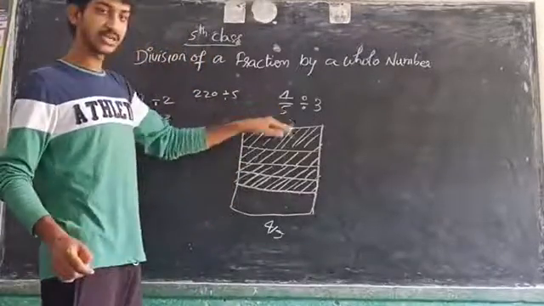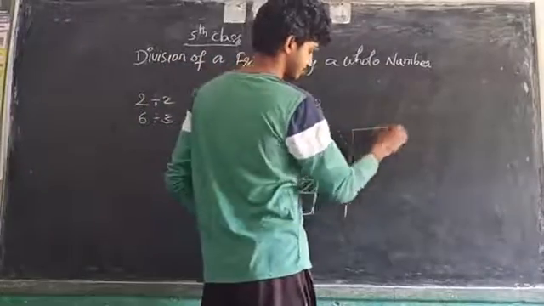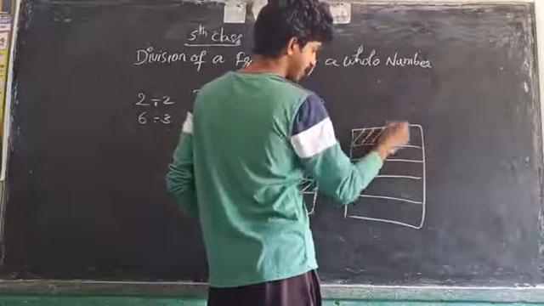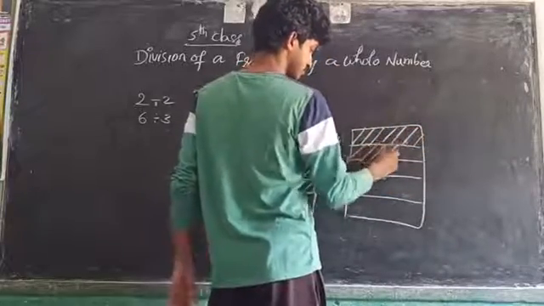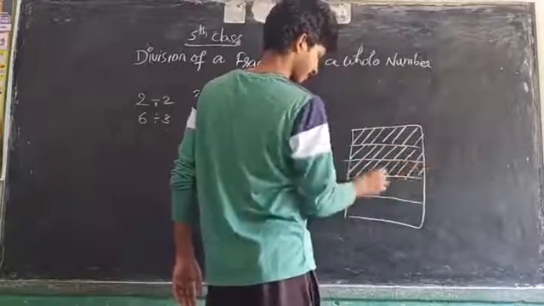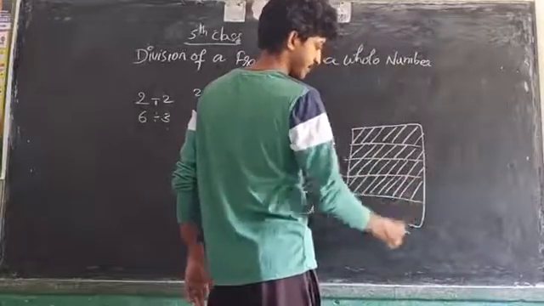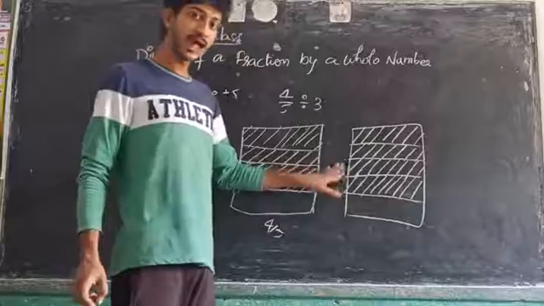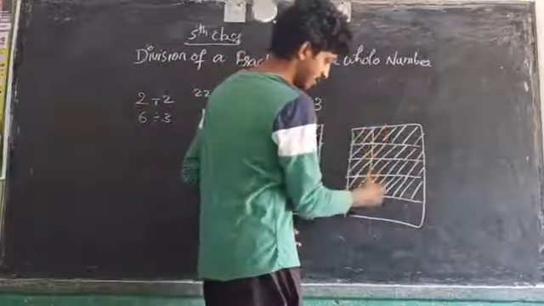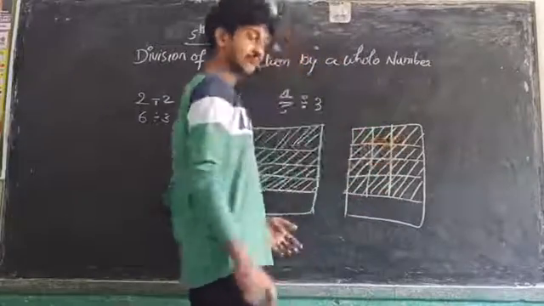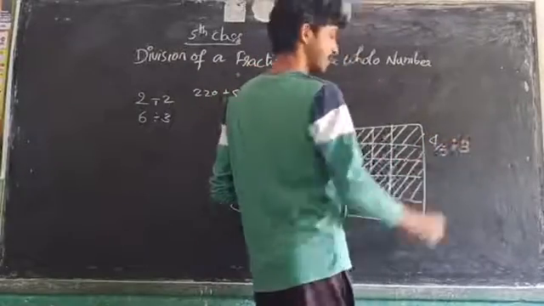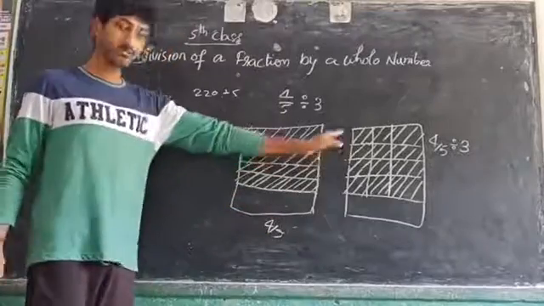Now 4 by 5 divided by 3, how to represent it? See here. Total 5 parts, and I am taking 4 parts. In this, I am dividing this 4 by 5 by 3, into 3 parts. Okay, children, this is the representation of 4 by 5 divided by 3.